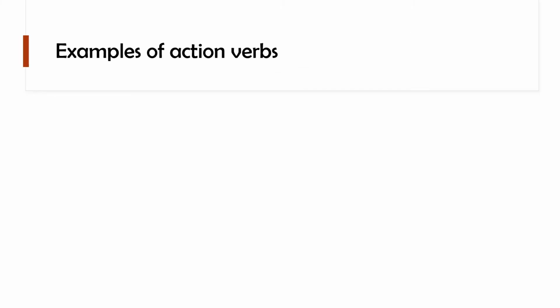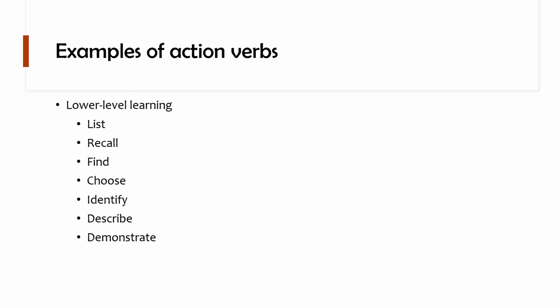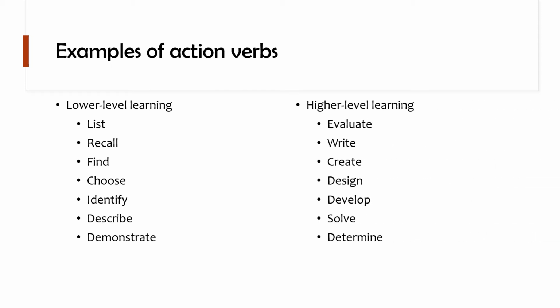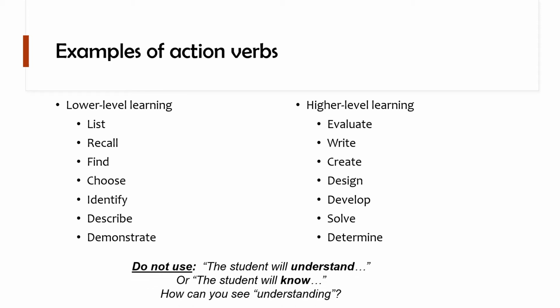Here is a list of verbs that you might find useful. If students need to learn lower level skills, then what do you need them to do? Do they need to list or recall? Do they need to find something or choose something? Identify, describe, or demonstrate? Or do they need to have higher learning skills? Do they need to be able to evaluate something, or write, or create, or design, or develop, or solve problems, or determine the right path?